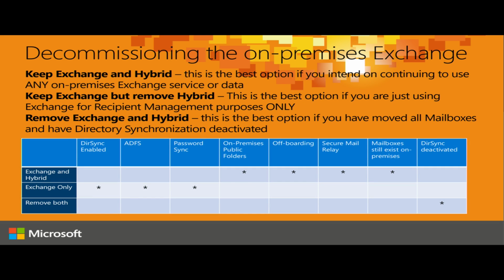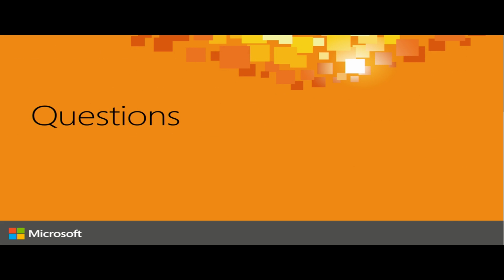All right, so just a simple matrix here. If you've got DirSync deactivated, you could remove both. That's the key one. If you've got Exchange only, you still have DirSync, you're still using ADFS, you're still using password sync. If you've got both Exchange and hybrid, then you could use it for public folders, for example, offboarding, secure mail, and all. I think that's the last one.